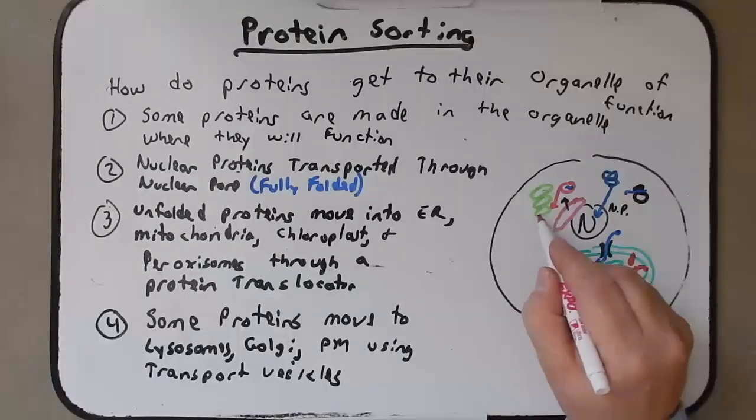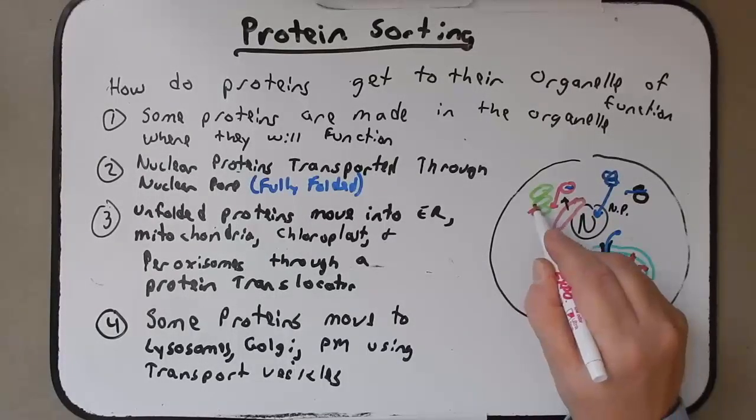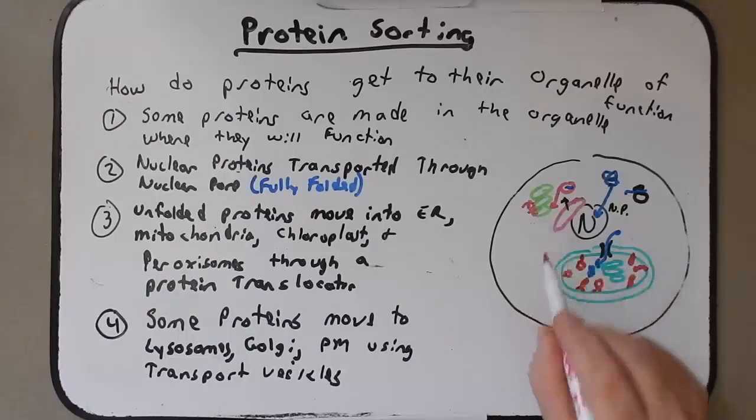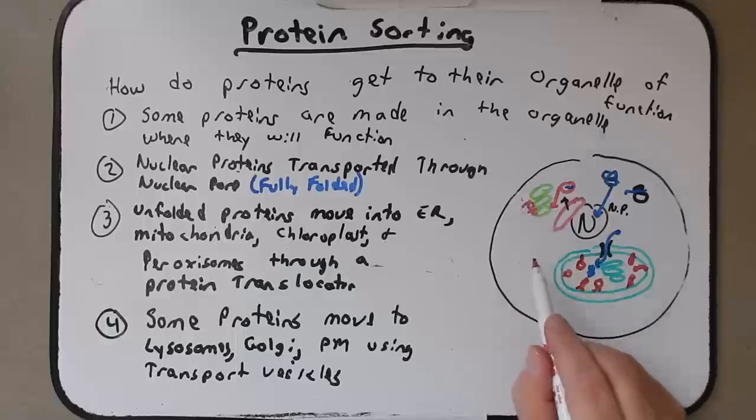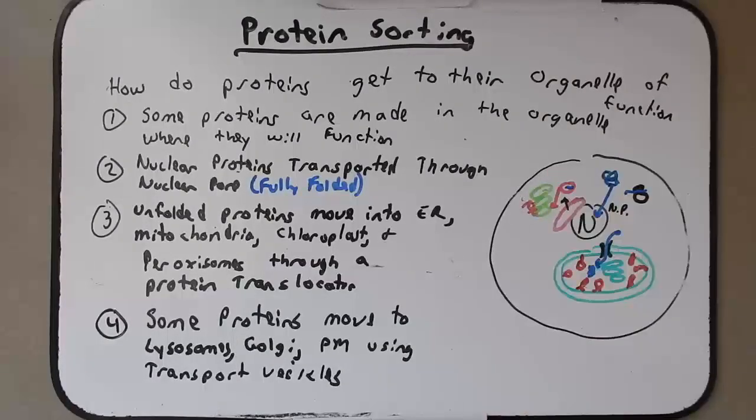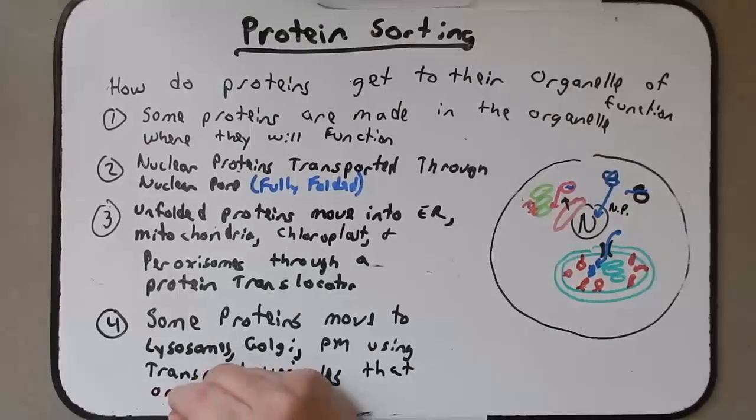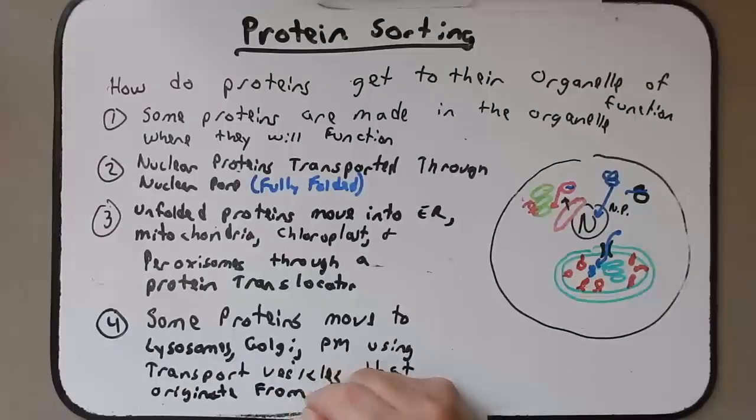And then this vesicle will leave one part of the Golgi and go to the next. And at some point, it will break away from the Golgi, and it may go to the lysosome, it may go to the plasma membrane. It will find a new destination. But the key is that they use these transport vesicles that originate from the ER.